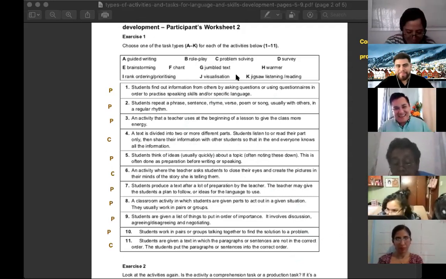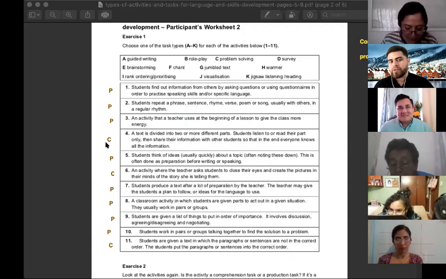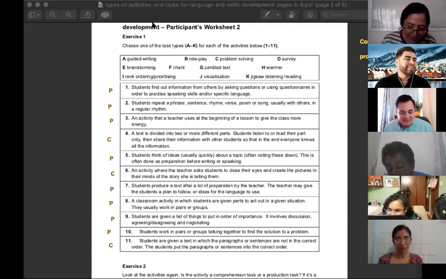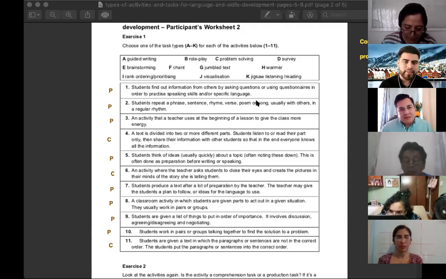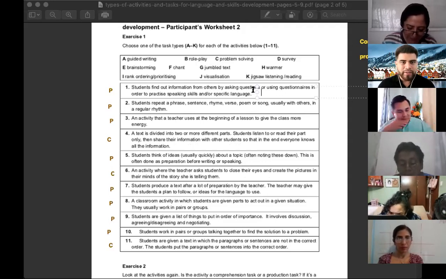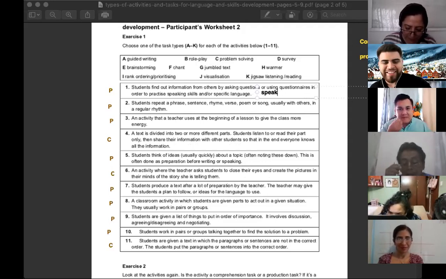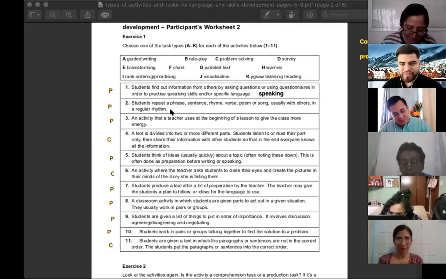Well, look, now we know which are production or comprehension, but what skills are they working? This is important because these are some good activities that we can do in our classes. Sometimes we do activities, but we can do a little bit extra or add something new to our classes. So number one, what skills are we using? Writing, speaking, reading, speaking. Yes, it says it in the description. Okay, speaking right here.